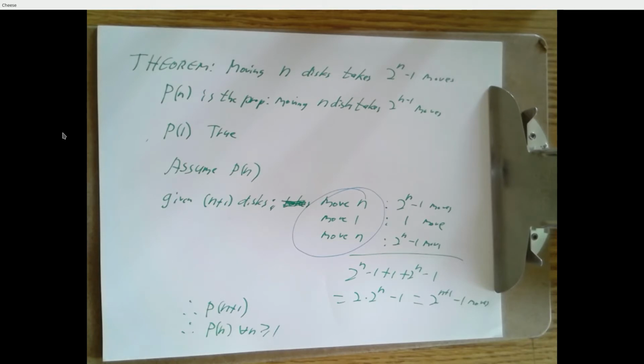$255. So 2 to the 8th minus 1. So that's not too bad. It'll take you a few minutes if you don't make mistakes.